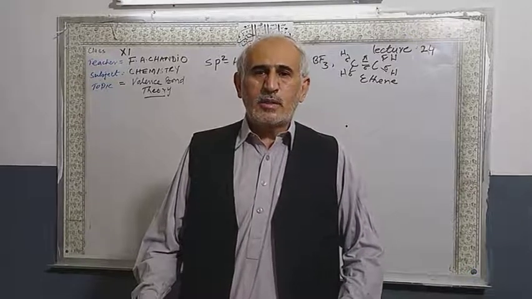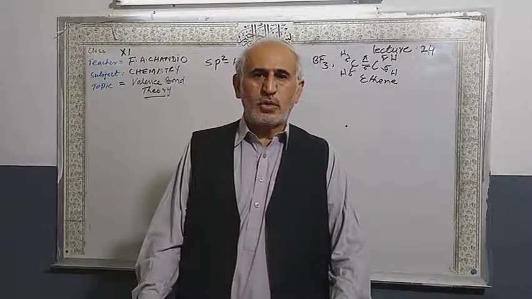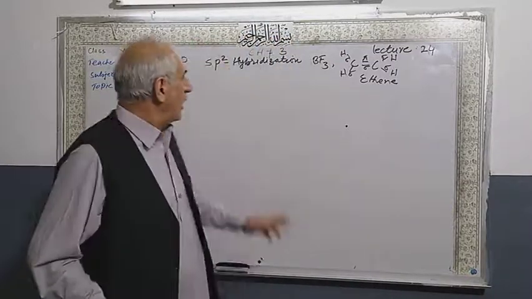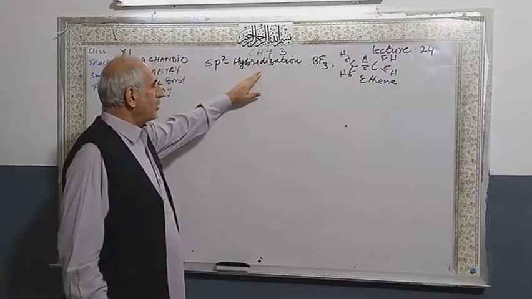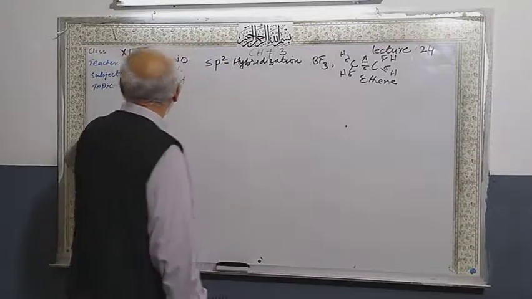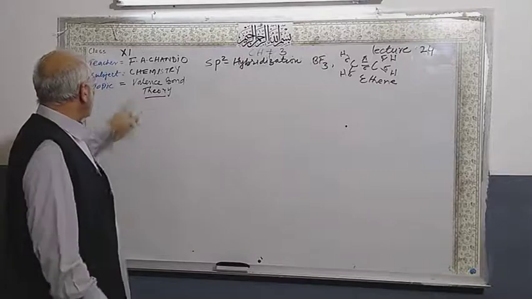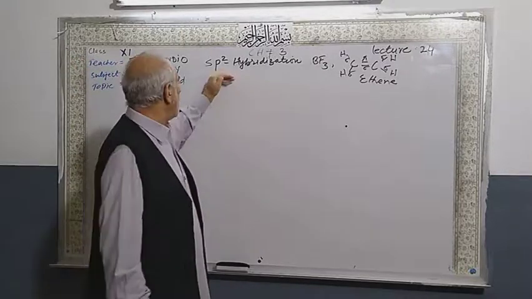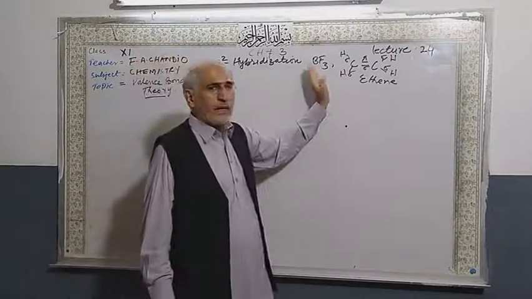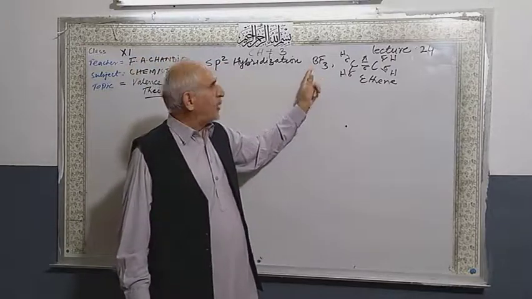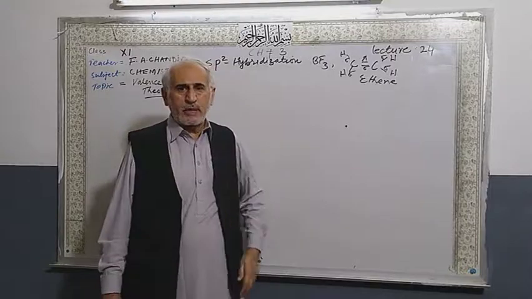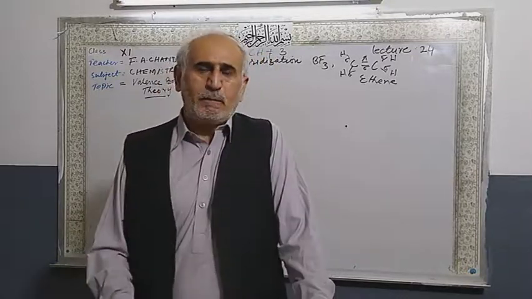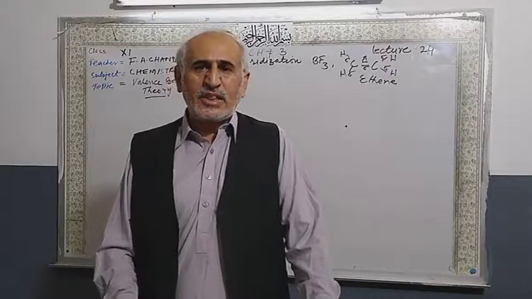Bismillahirrahmanirrahim. This is Pakistan International School Taif, grade 11, first year, and we are doing chapter number 3. Today is the 24th lecture, and the topic is valence bond theory, and we are talking about sp2 hybridization. Yesterday, in the previous lecture, I completed the boron trifluoride example for the sp2 hybridization. Now today we will discuss the structure of ethene.